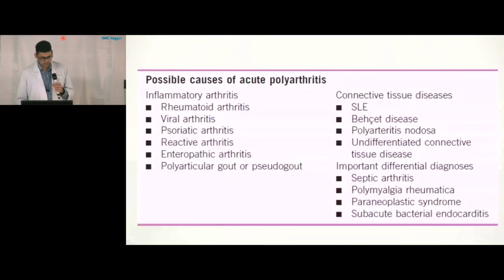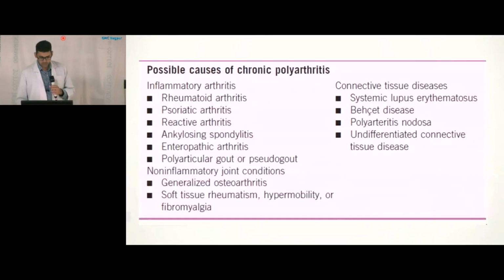So, possible causes of acute polyarthritis, this is all theoretical. I will skip this slide. The possible causes of chronic polyarthritis, it's only the nomenclature, but you need to keep in your mind what all it can be. In the inflammatory group: RA, psoriatic, ankylosing, polyarticular gout. In connective tissue disease: SLE, Behçet, PAN. In the non-inflammatory one: generalized OA, especially the familial OA.